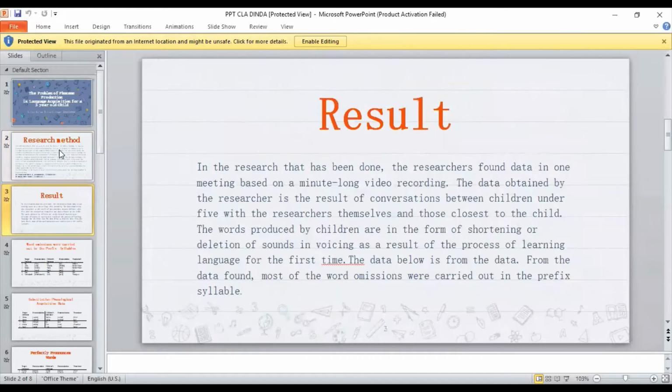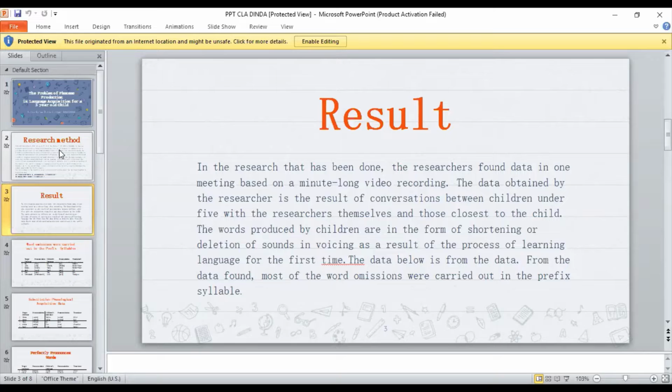So I will explain the result that I get from this analysis. In the research that has been done, the researcher found data in one meeting based on a minute-long video recording. The data obtained by the researcher is the result of conversation between children under 5 and the researcher themselves and those close to the child. Words produced by children are in the form of shortening or deleting of tone and voicing as a result of the process of learning language.